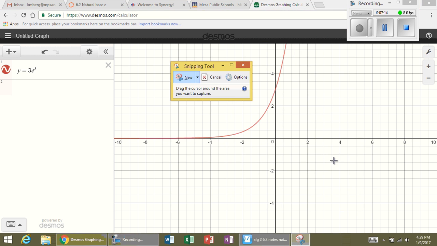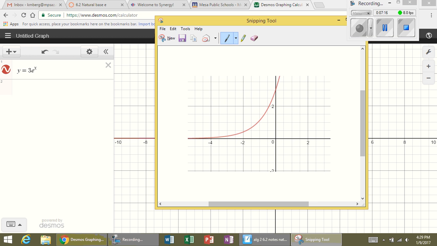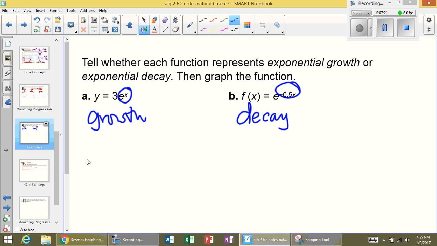I really love this snipping tool. This is awesome. I wish I would have had something like this in high school. This would have made things so much easier.